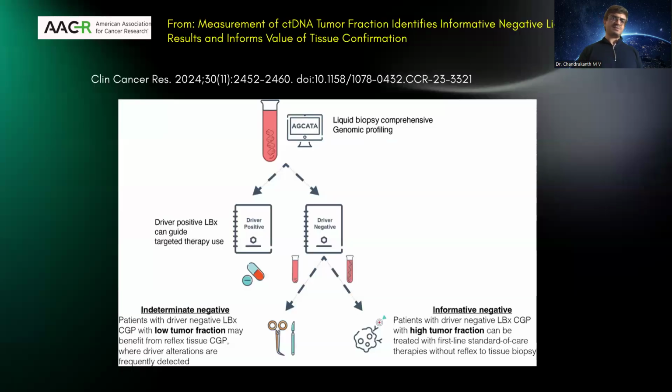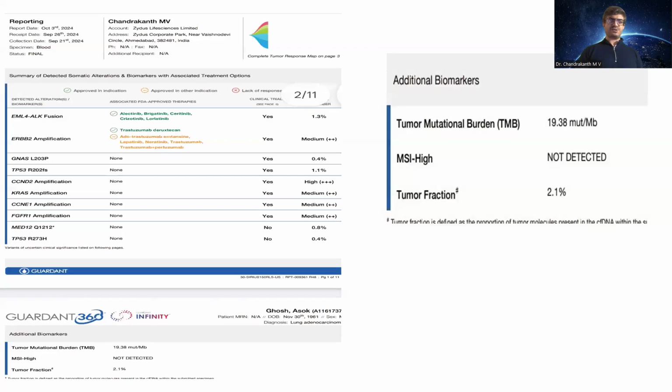In liquid biopsy, if it is positive, you treat that. If it is negative, there is a possibility of false negativity. For that, you look for the tumor fraction. If tumor fraction is high, it is representative, so it is a true negative. If it is low, it is a false negative, and you do a tissue biopsy. This report suggests the tumor fraction is 2.1%. Some labs say 10%, some labs say 2%. So this is a good tumor fraction, and you can see the TMB is 19.38, and you have a driver mutation. ERBB2 is also there.